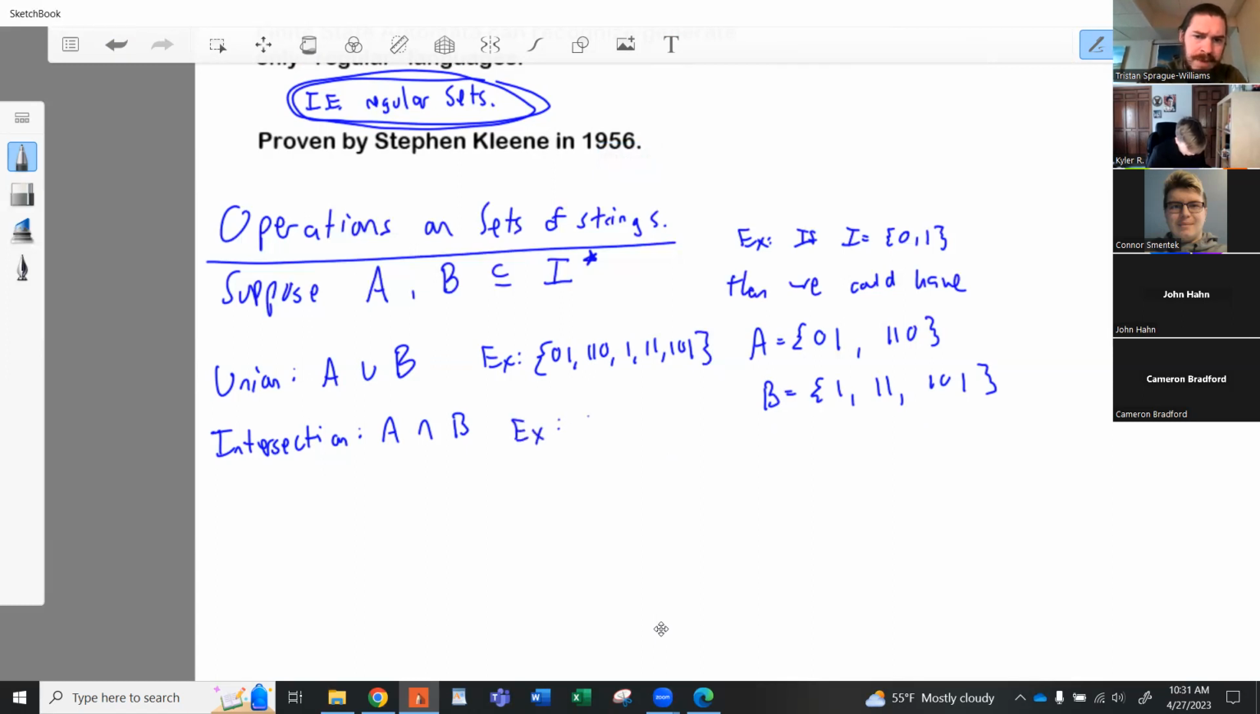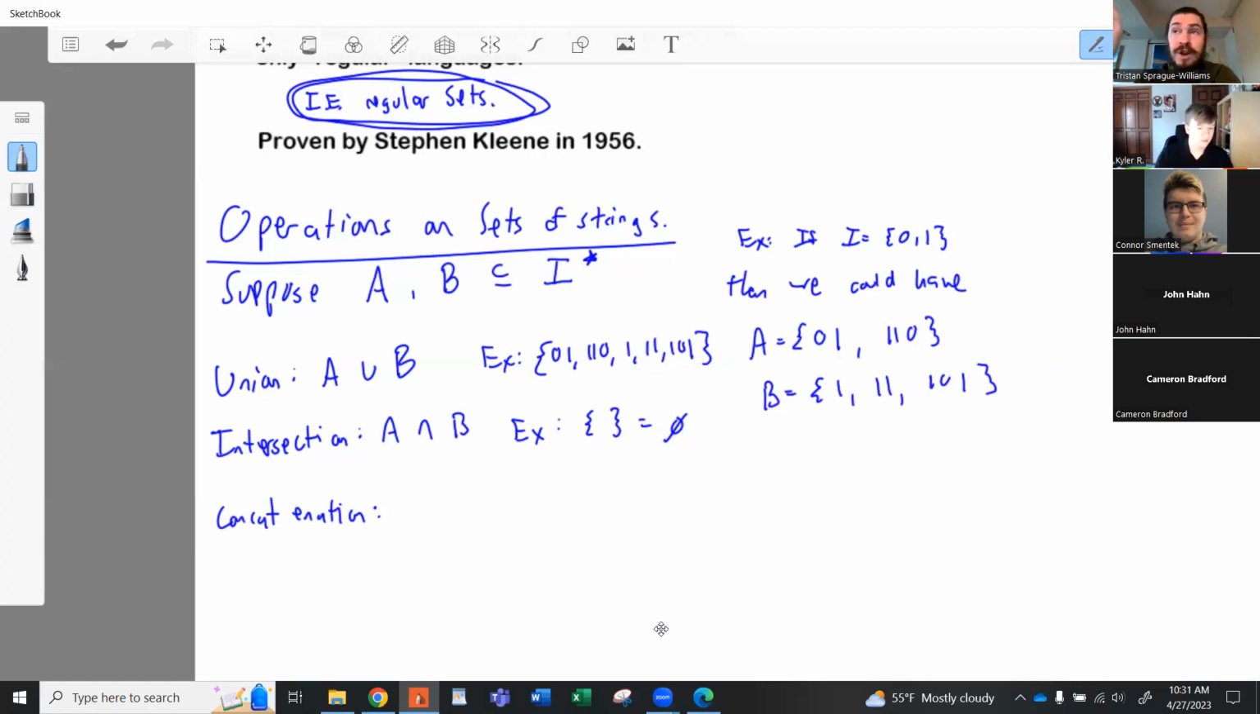And the intersection in my example here would be just the empty set. Okay, so remember, the empty set is denoted like that. Okay, so we've got intersections and unions. And then we have concatenation.